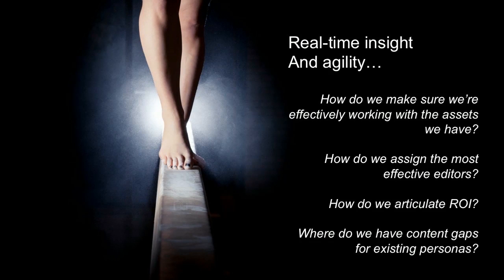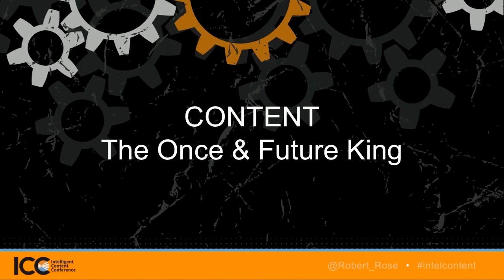How do we assign the most efficient editors to projects? How do we articulate ROI and react effectively to changing strategic needs? And what content works for whom? Where do we first apply the content modeling? Where do we have content gaps for existing personas, or where are the emerging personas? And using our technology to help us make faster decisions about this stuff.